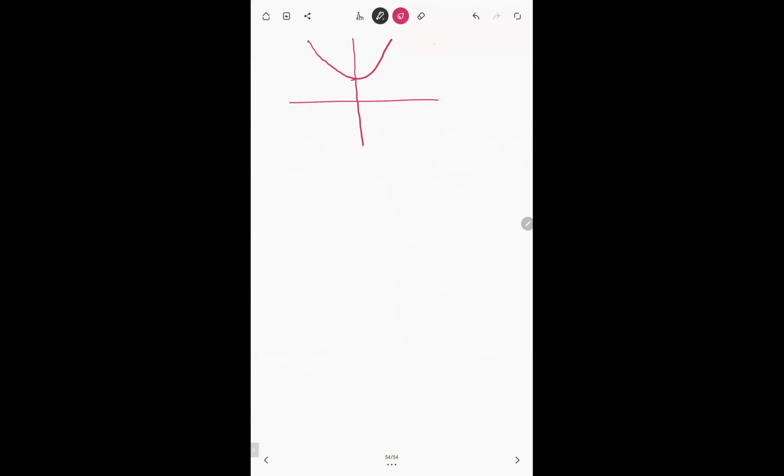The equation of this curve is y is equal to x square plus 2. If the question says find the gradient of the curve at x is equal to 1.